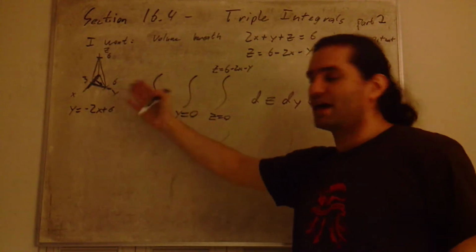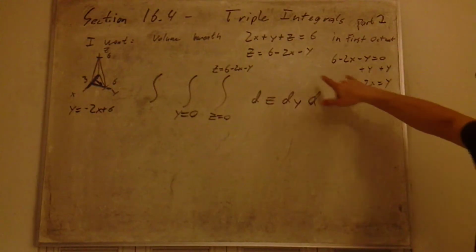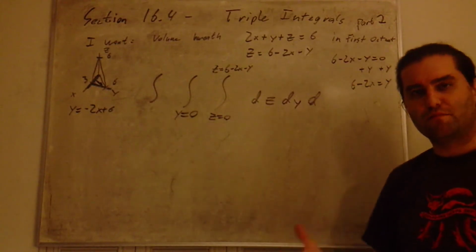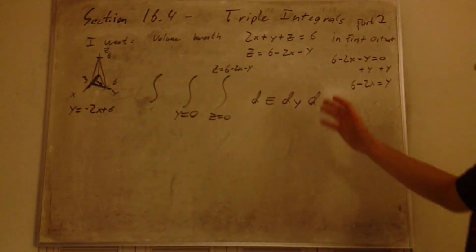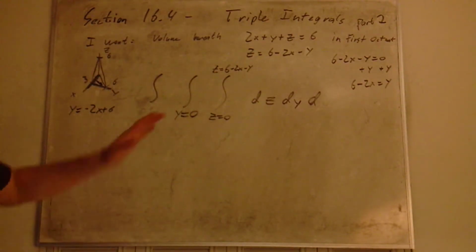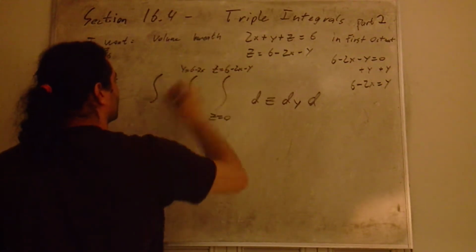You can reason it out. You can, honestly, this is probably the safer way to do it, is just take the function that you know is sort of defining the boundaries of this and extract z from it and play with what's left. So y equals 6 minus 2x is my middle bound.